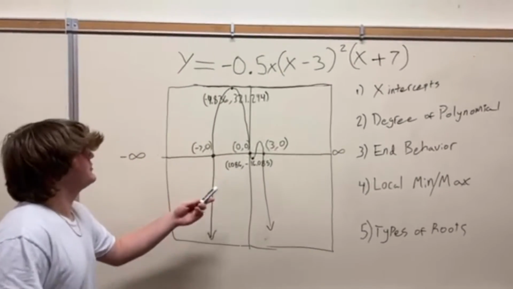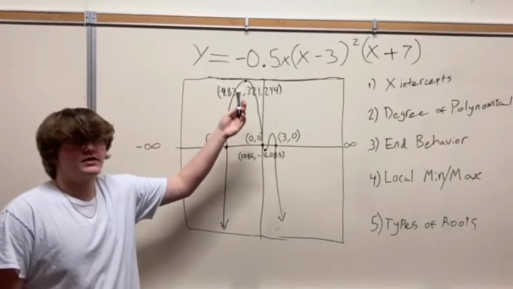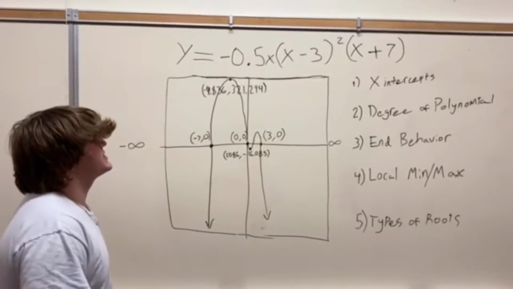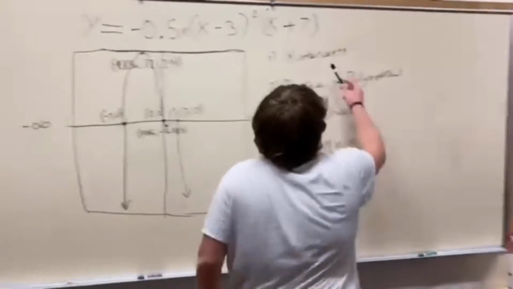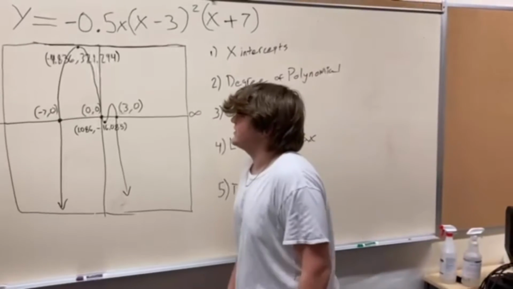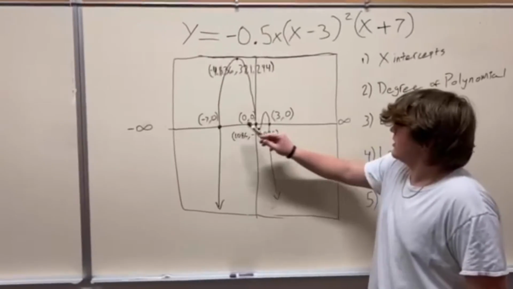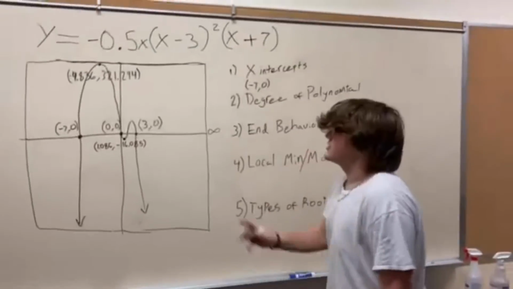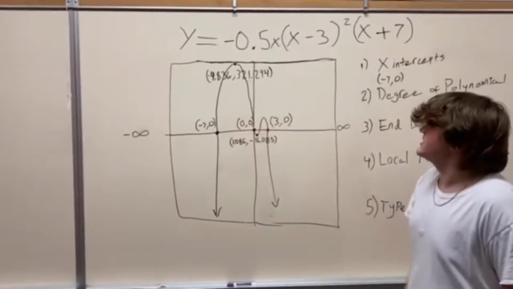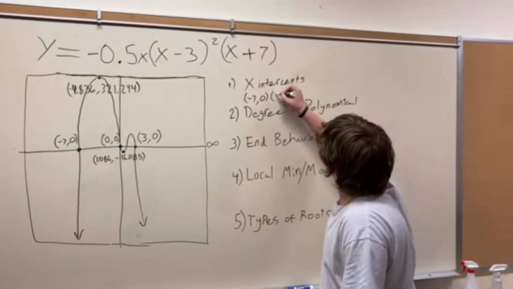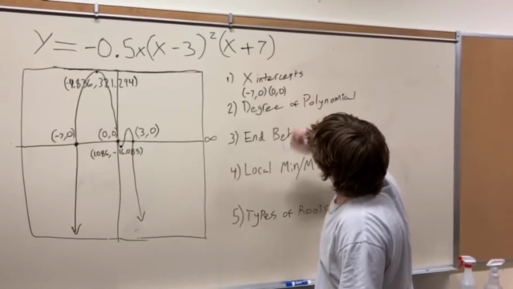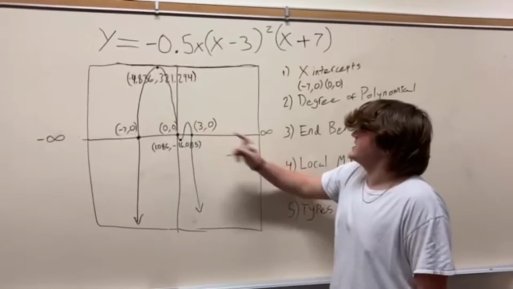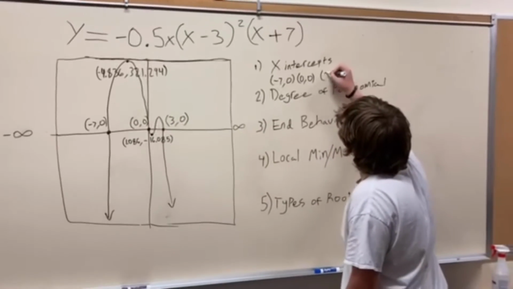So now, after you've graphed your problem on Desmos, we will start with our x-intercepts, which are given to us here along the x-axis: -7, 0. Second x-intercept is 0, 0. And our third x-intercept is 3, 0.